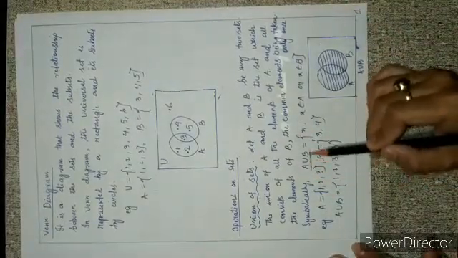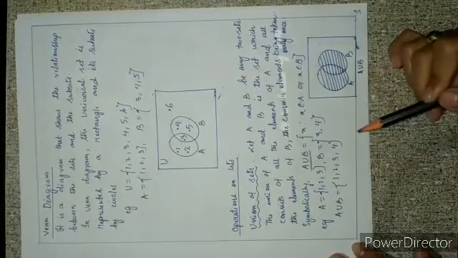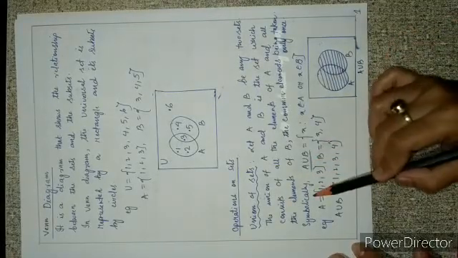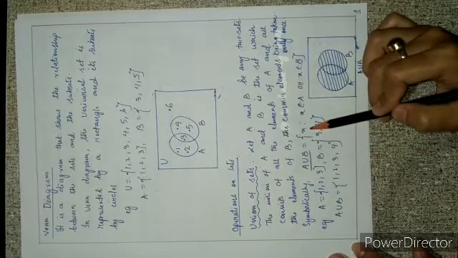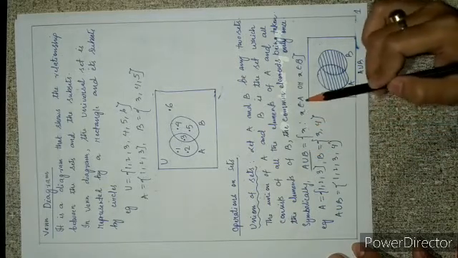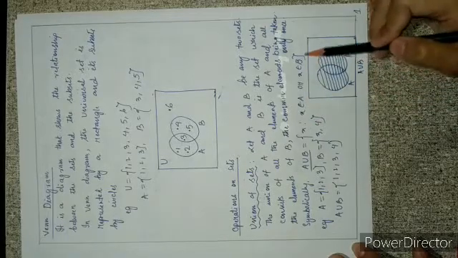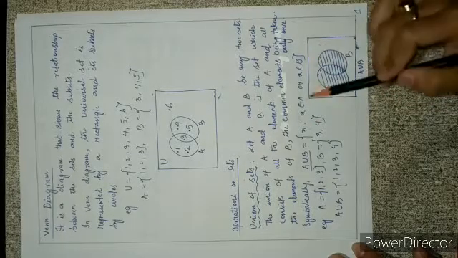A union B. The symbol for union represents it only symbolically. A union B can be expressed as the set of x such that x belongs to set A, or x belongs to set B, or x belongs to both A and B.